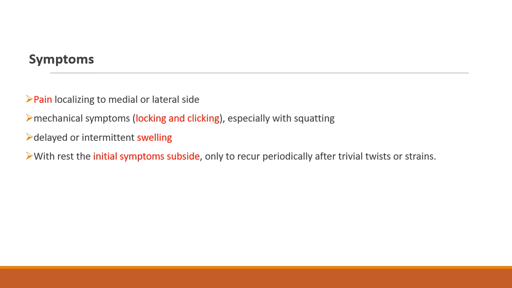The swelling or effusion of the knee joint is usually delayed and intermittent, and it is due to irritation rather than hemarthrosis. If the tear progressed even more, this might cause mechanical symptoms, including clicking and locking, as we discussed earlier. When all of these initial symptoms subside, any trivial twisting or strain or load on the knee joint may cause an irritation and effusion, recurrent effusion.